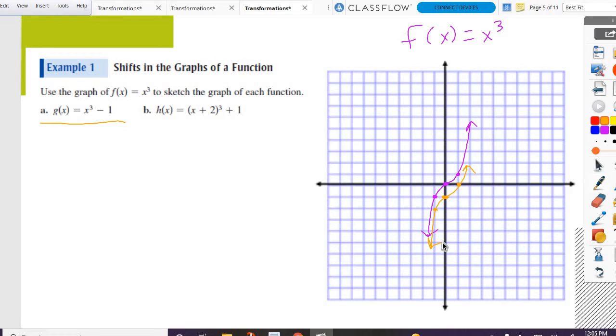Alright, on my next one, what's on the outside of my function this time? +1, which means it's going to move it where? Up 1. And then what's on the inside of the function? +2, which is going to move it to the left. So remember, I'm starting with my purple graph, which is my parent graph. So I'm moving all 3 of these points left 2 and then up 1. And again, it has the same shape. Basically, it's like I picked up my graph and just moved it to the new spot.